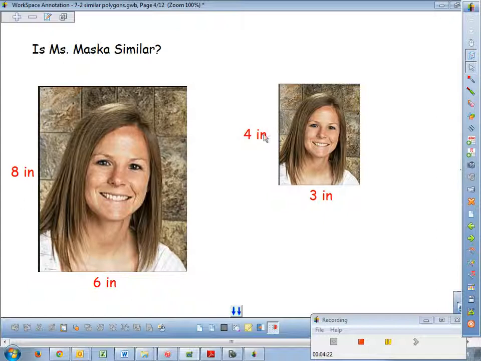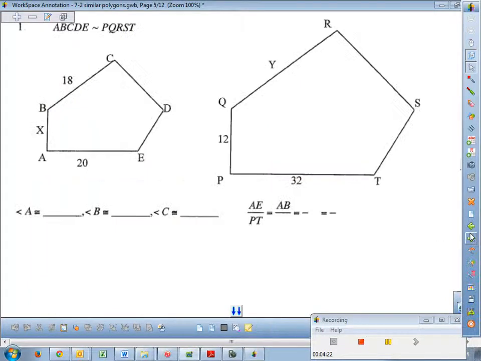Scale factor, 8 inches to 4 inches. What's the scale factor? Big over little. What do you got? 2 to 1. Is this a 2 to 1 ratio also? Those pictures are similar to each other because of those two rules. The corresponding angles were congruent, and the corresponding sides were in the same proportion each time. Sound all right? So, here we go with similar polygons.